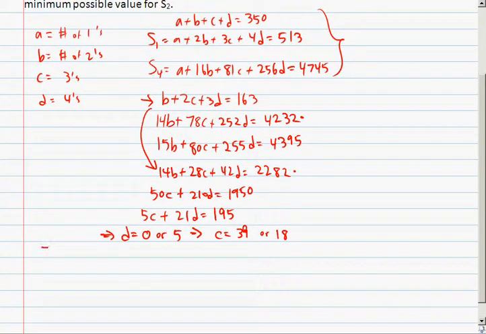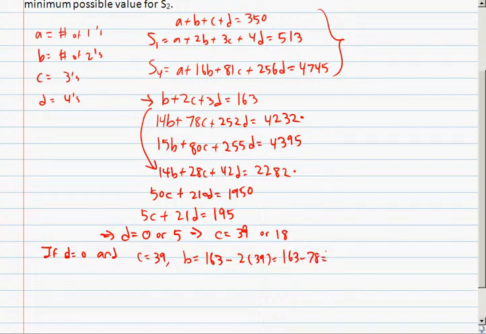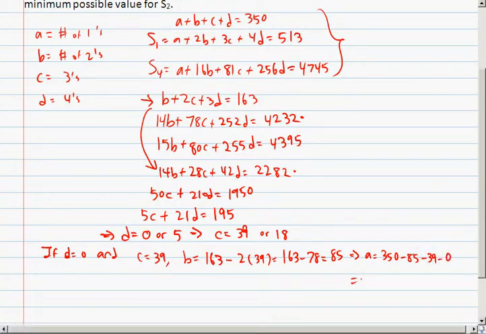So if d is equal to 0 and c is equal to 39, then we have b equal to 163 minus 2 times 39, or 163 minus 78. And that gives us b equal to 85. And then a would just be 350 minus 85 minus 39 minus 0, which is 226.